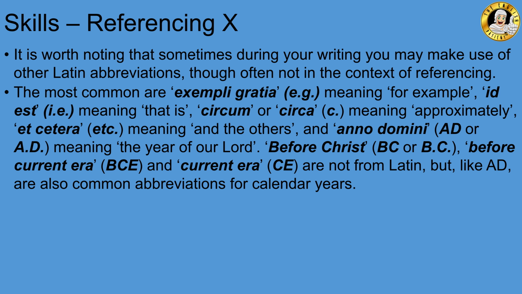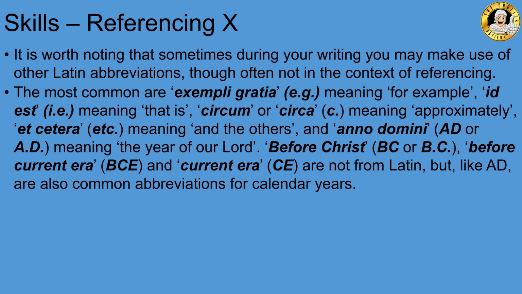Circum or circa, c., means approximately. And you might use this for a year. For example, if you're not sure of the year, you might say circa or just c., and then that is the approximate year. Etc., etc., means and the others. So if you give some examples, you might follow that with etc., which means that there are many others as well.